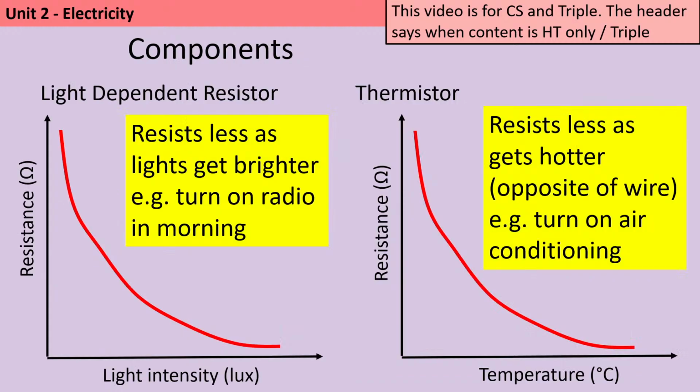You should be familiar with light-dependent resistors and thermistors. These graphs look similar to the previous graphs, but there are some key differences. We no longer have current on the y-axis, and instead we have resistance. What these graphs tell us is that a light-dependent resistor resists less as the light gets brighter. So you could use it to turn on a radio in the morning. As the sun comes up, the resistance goes down, the current starts to flow, and your radio switches on. And then for the thermistor, as the temperature increases, the resistance gets less. So that's the opposite of a wire.